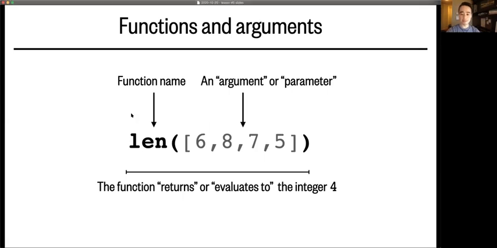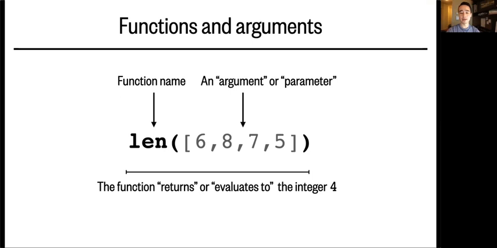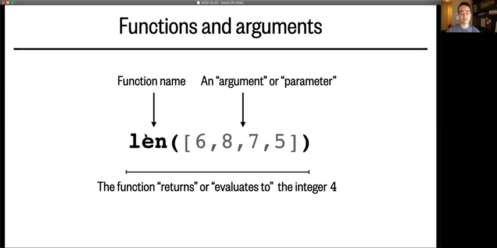So every function has a name, in this case len, which for our purposes must always be followed with a set of parentheses. And inside the parentheses is what we call an argument or a parameter. That's an object or a variable that you pass to the function. The function takes that object or variable and it does something with it. In this case, calculates the length of a list. And we say it returns or evaluates to the integer 4 because that's the length of the list.